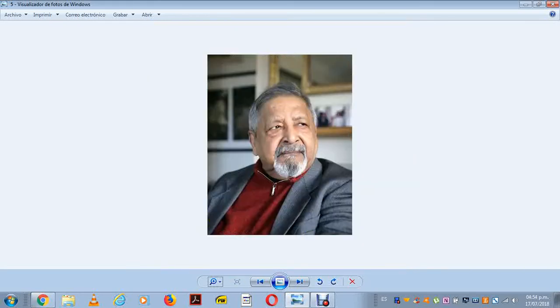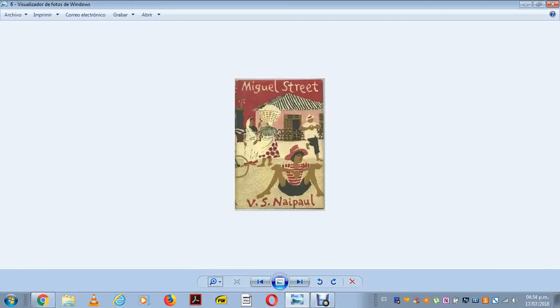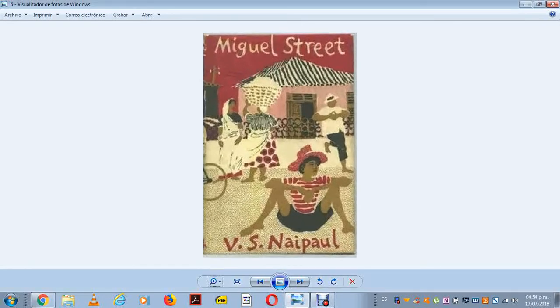The author that we chose is named V.S. Naipaul. He was born in Trinidad, and he has written over 30 books. So the book that we chose is called Miguel Street, and it is a perfect demonstration of the Trinidadian English Creole. We can see many examples here.